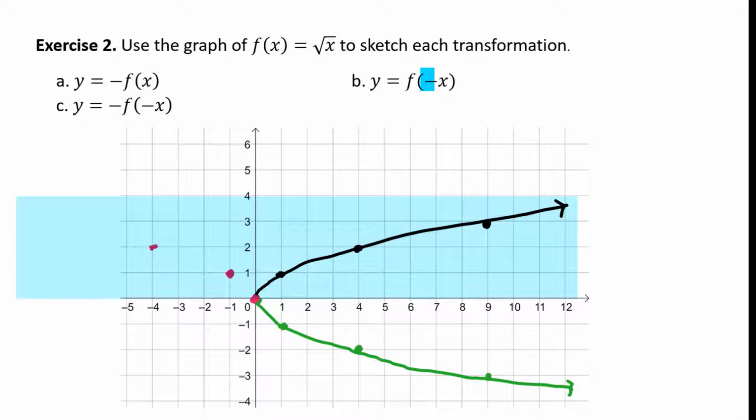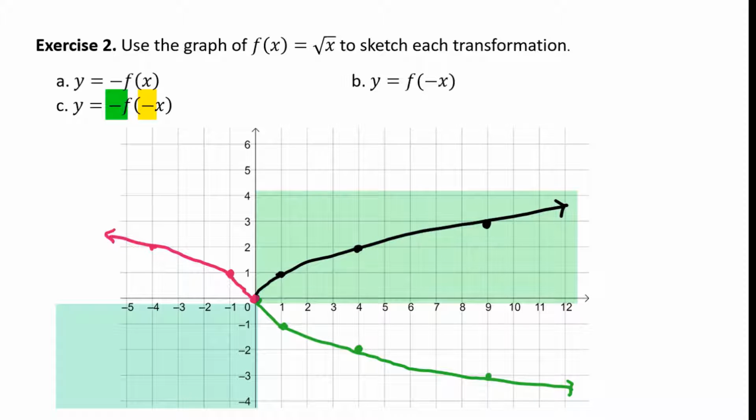And I'm out of graph paper here, so I'll just connect the points. And we get it. The graph is just flipped about the y-axis. And now we're ready to do C. Y equals the negative of f of negative x. That's a transformation top to bottom and side to side.